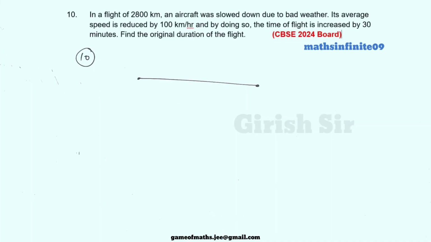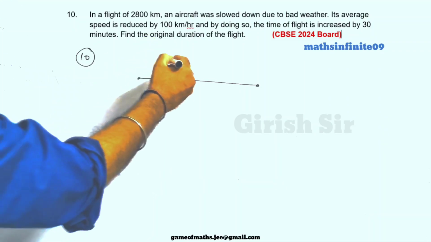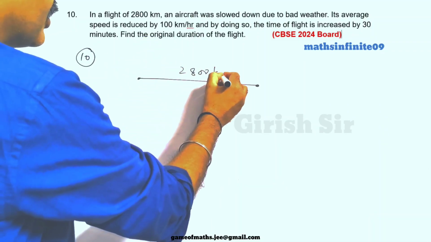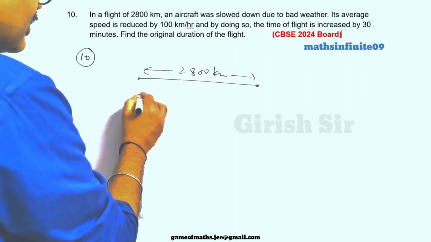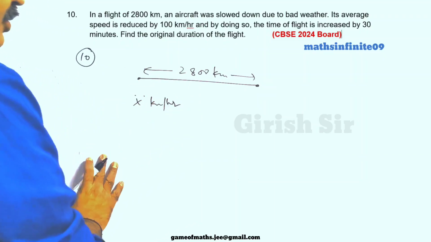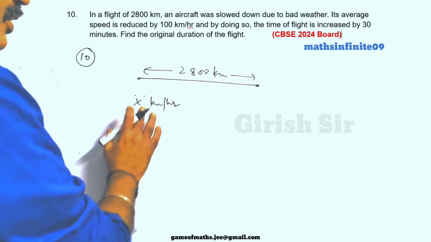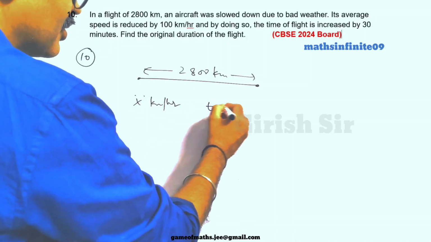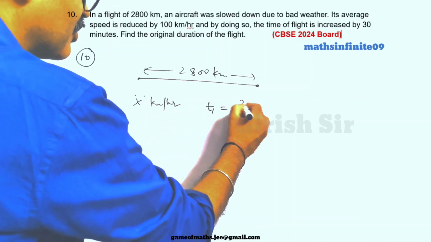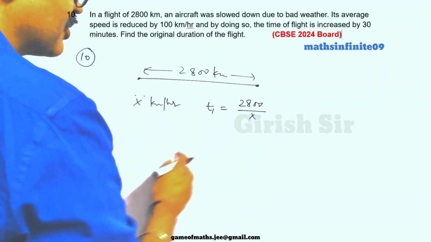Okay, in the next question, an aircraft flies for a distance of 2800 kilometers. The speed is unspecified and we can assume that speed as x. So it is supposed to cover 2800 km at a constant speed. Let that speed be x km per hour. So the time it's going to take, say t1, would be equal to distance upon the speed.